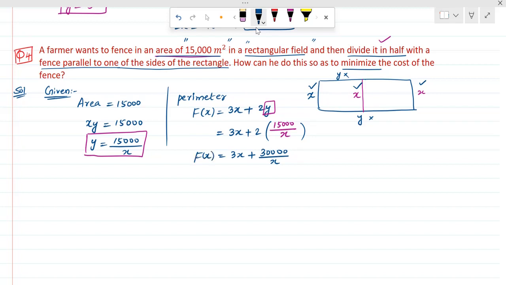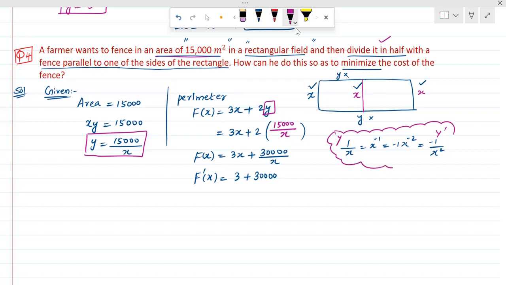Now start the differentiation. So what is the first differentiation? f prime is given by 3 plus... 30,000 is a constant. What is the differentiation of 1 over x? It is the same rule. What do we have? x to the power minus 1, minus 1 to the power minus 2. If you bring it down, you will get x square. So you will get minus 1 over x square.